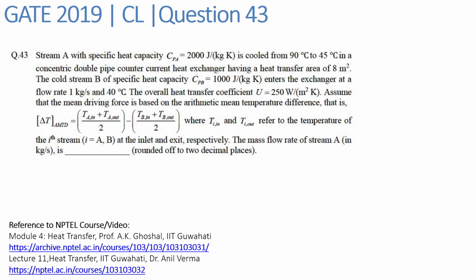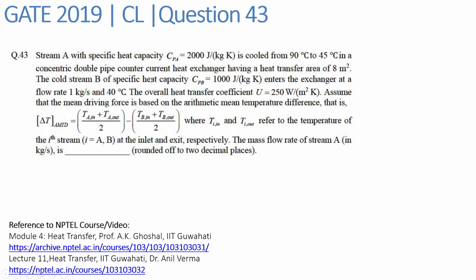The overall heat transfer coefficient U is given as 250 watt per meter square Kelvin. Assume that the mean driving force is based on the arithmetic mean temperature difference, that is delta T AMTD is given as this formula, where T i in and T i out refer to the temperature of the ith stream, where i is equal to A and B at the inlet and exit respectively. The mass flow rate of stream A in kg per second is dash.